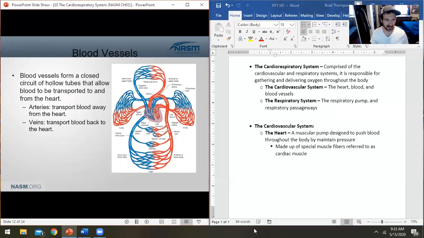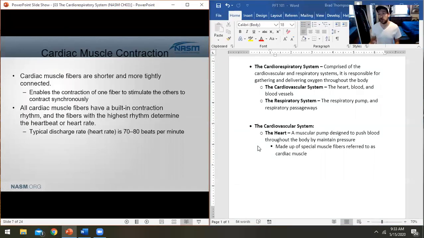If we're looking at the rhythm here, we'll use the space bar. Your heart fibers are more tightly connected, right? Because they need to be able to contract together all at the same time. We want simultaneous contractions because simultaneous contractions result in stronger contractions, right? They're able to generate more pressure. And so it needs to be in sync with each other.